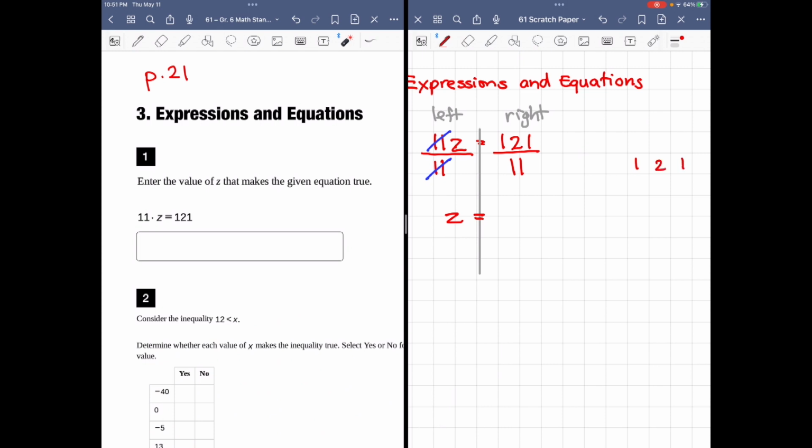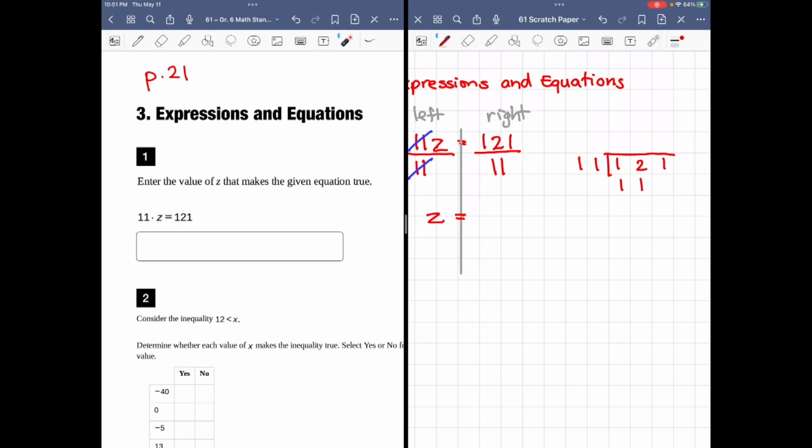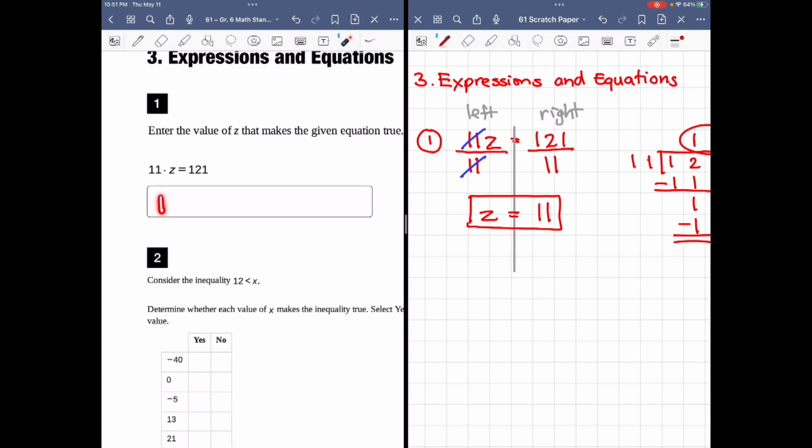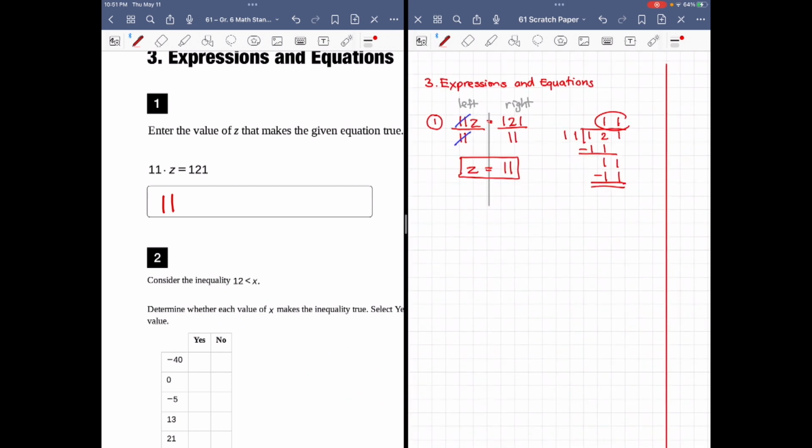Here's 121 divided by 11. So if 11 divided by 11 equals 1, then 1 times 11 equals 11. True, subtract. And again, 11 divided by 11 equals 1, and 1 times 11 equals 11. Subtract, final answer is 11. So the solution to this problem is z equals 11. Write it in the answer box. And problem number 1 is closed.